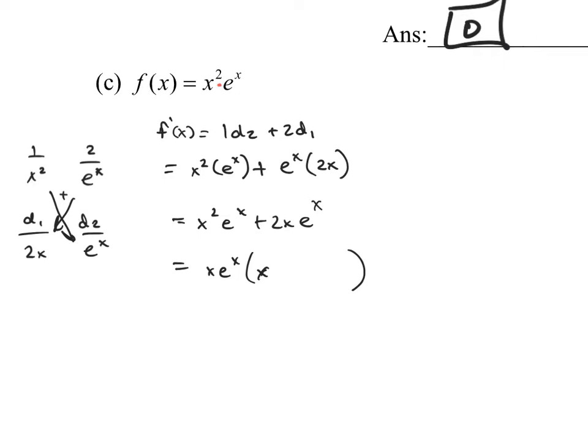2x e to the x, if we divide that by x e to the x, the x's would cancel, the e to the x's would cancel, we'd be left with just 2. So the answer to the problem would be x e to the x times the quantity x plus 2. I do want you to put it in factored form there. I do not want it in the expanded form. Anytime you have an exponential function, I want you to factor it.